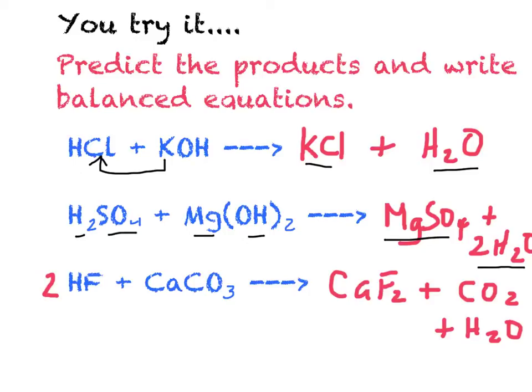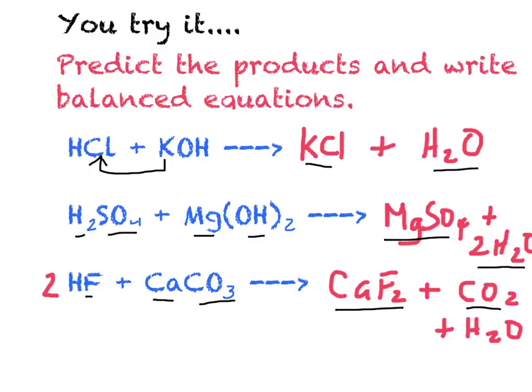Now the bottom one, we have this carbonate ion. So as soon as I see that, I know that carbon dioxide is going to be a product as well as the salt and the water. Okay, so we've got our calcium reacting with our fluoride ion, and that gives me CaF2. I'm crisscrossing a 2 from the calcium down, so I get CaF2. So I know I'm going to have to do some balancing here.